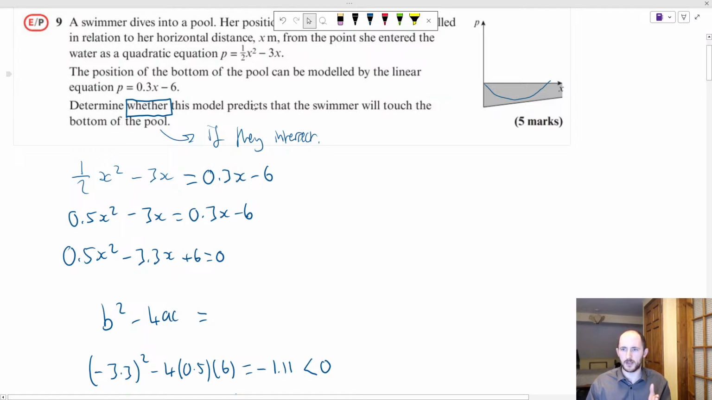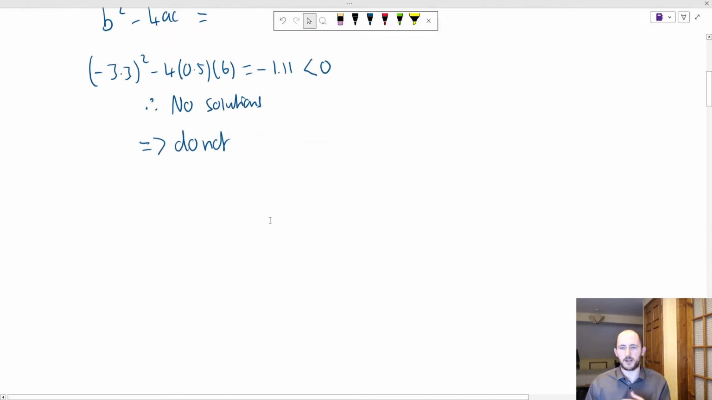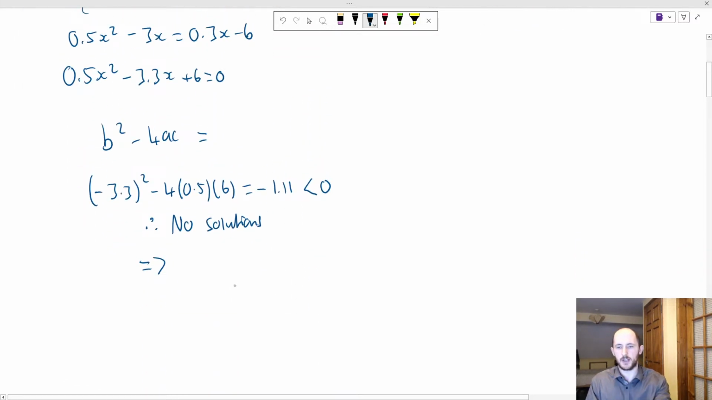Actually, what is the wording of the question? So the swimmer will not touch. Let's write it like it says in the question. The swimmer will not touch.